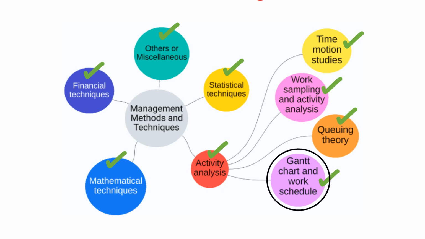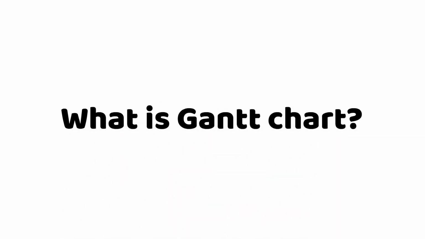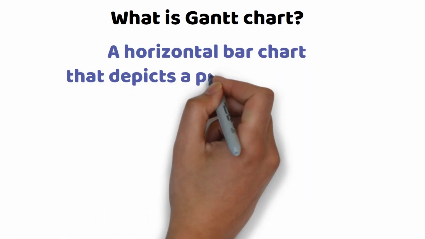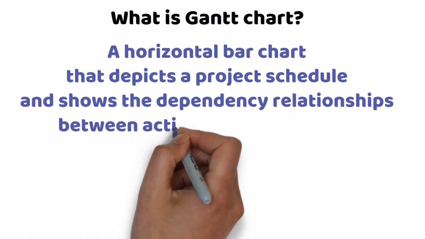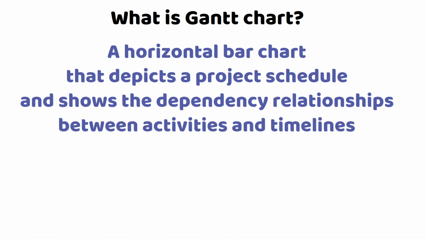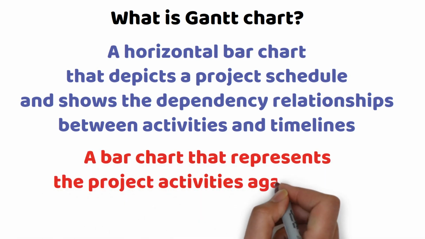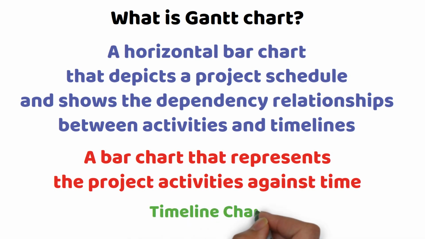Before we dive deeper into the origin and nature of Gantt charts, let's understand what a Gantt chart is. A Gantt chart is a horizontal bar chart that depicts a project schedule and shows the dependency relationships between activities and timelines. Simply speaking, a Gantt chart is a bar chart that represents the project activities against time. It is also known as a timeline chart.